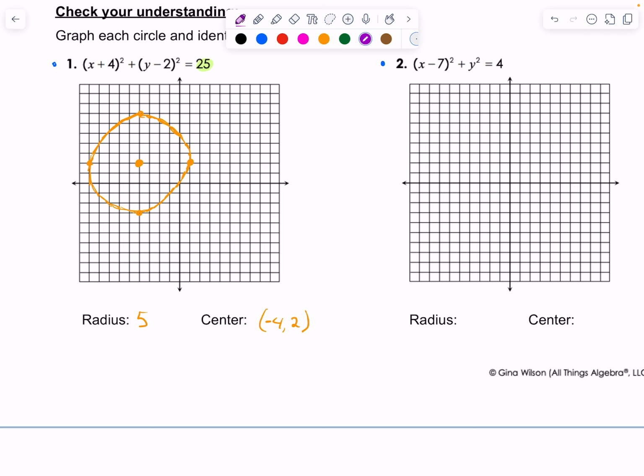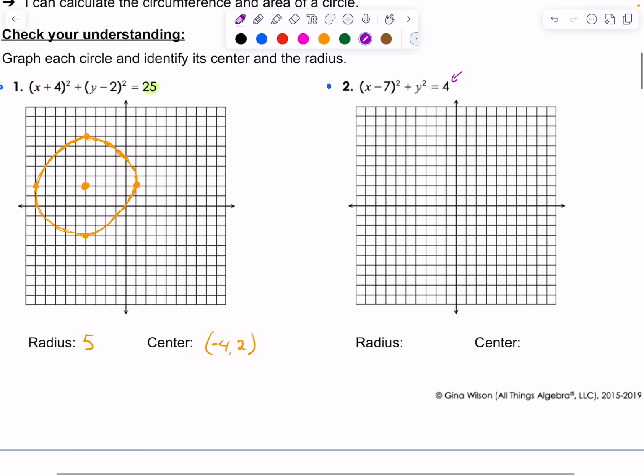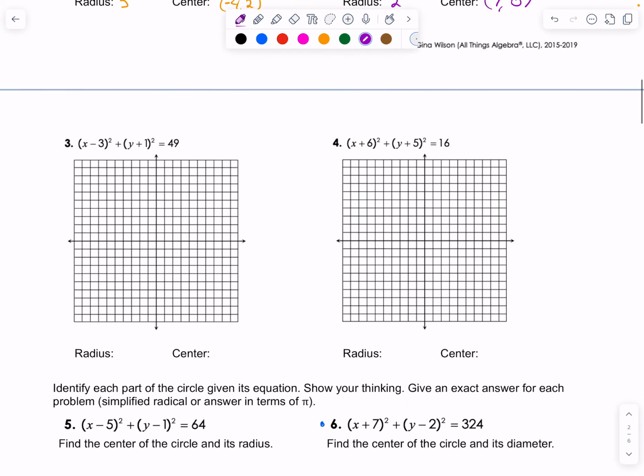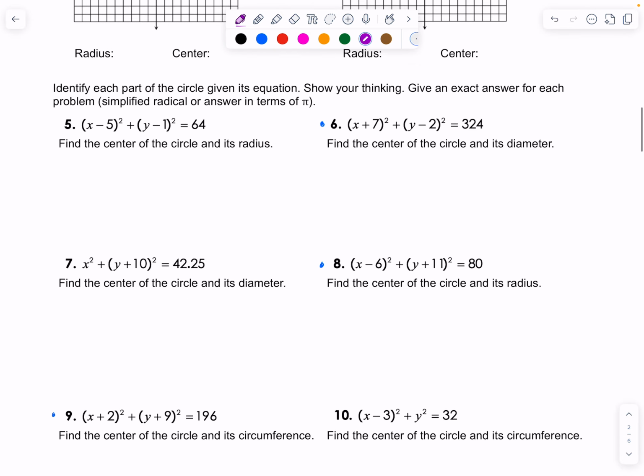Let's look at number 2. Now, number 2, I have my r squared is 4, so the radius is going to be 2. And for the center, I have x minus 7, which is a positive 7. And then y doesn't have a plus or minus in parentheses, so that means my y value is going to be 0. So this center is actually on the x-axis. So there's the center. Counting 2 units in those 4 different directions will allow me to make this circle. All right, and so there's number 2. Again, I'm going to skip some questions as we go in this video, but check back for the key on Canvas and you'll see them finished.